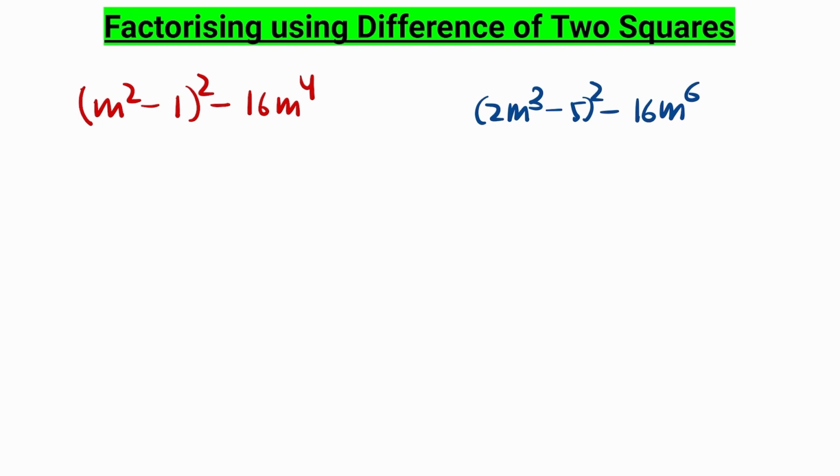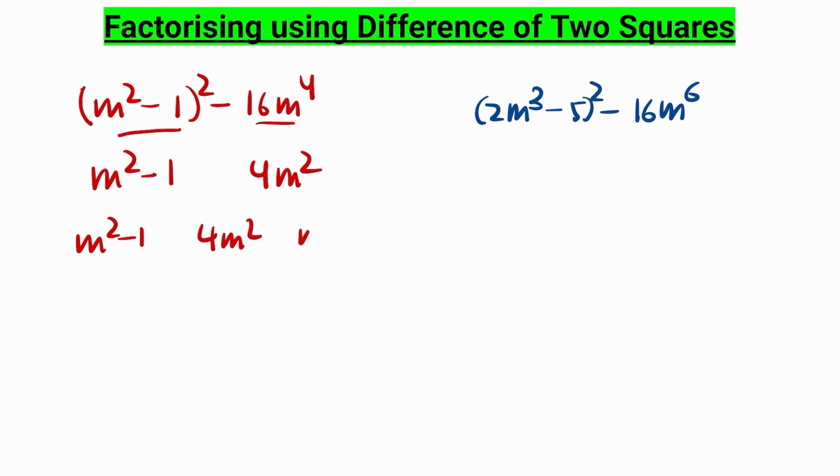What we have to do, we have to take the square root of both these terms in the expression. What is the square root of m squared minus 1 squared? It is just m squared minus 1. And as we discussed, the square root of 16m to the power 4 is 4m squared. After that, we can put them within two pairs of brackets. M squared minus 1, 4m squared, m squared minus 1, and 4m squared. Here plus and here minus.